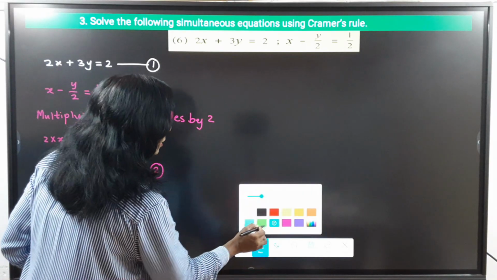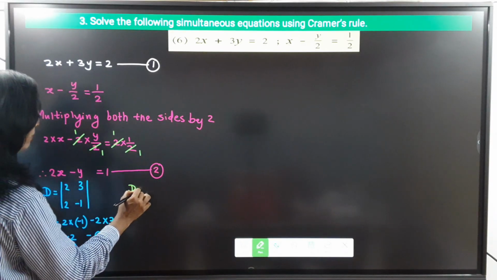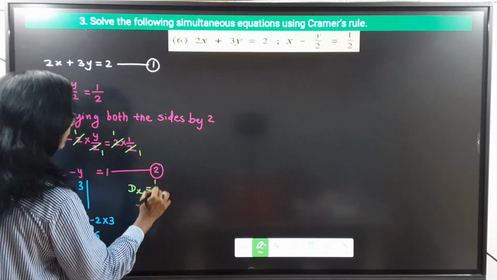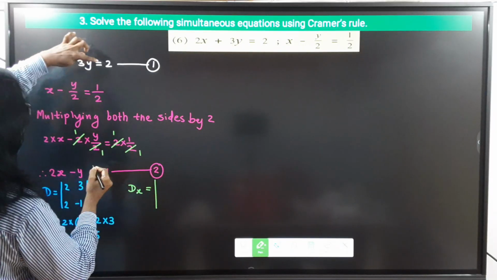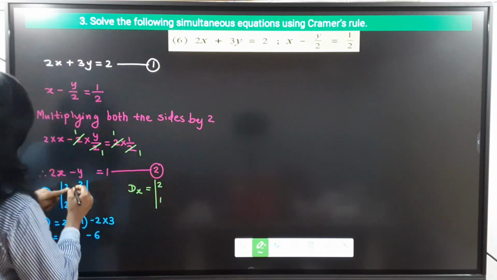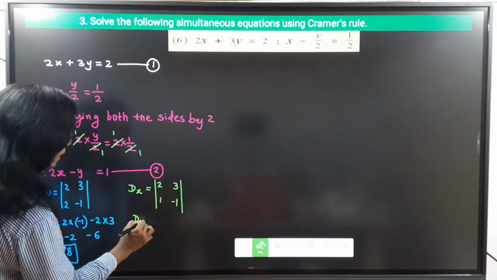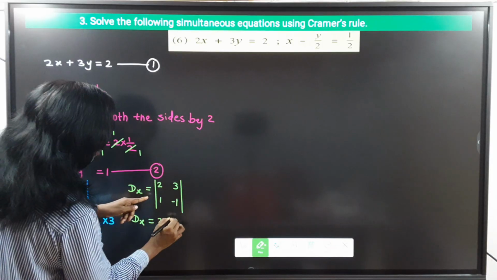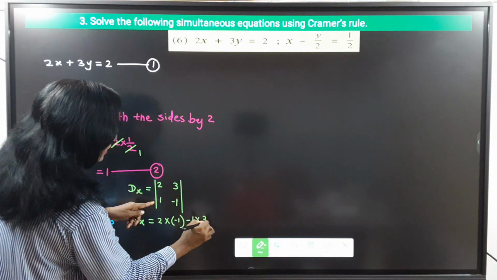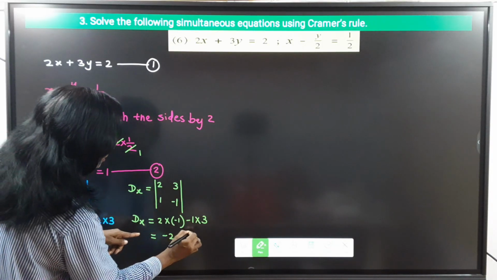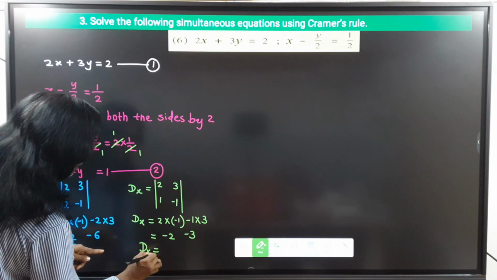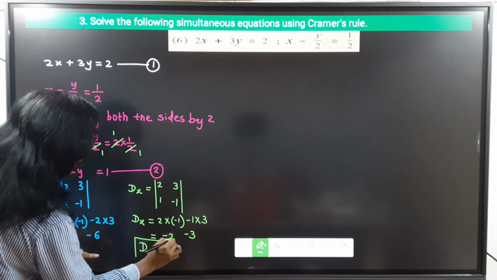Then now, students, the next part is the arrangement of D of x. Here I write down the first constants, 2, 1, and then 3, minus 1. Then D of x is equal to 2 multiply minus 1 minus 1 multiply 3. Therefore minus 2 minus 3. Therefore D of x is equal to minus 5.